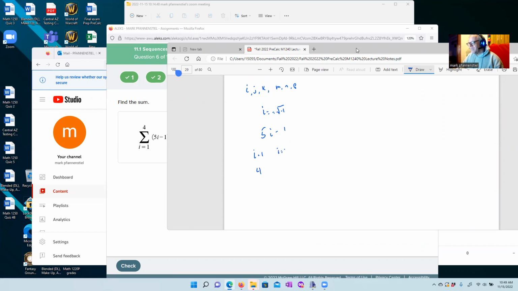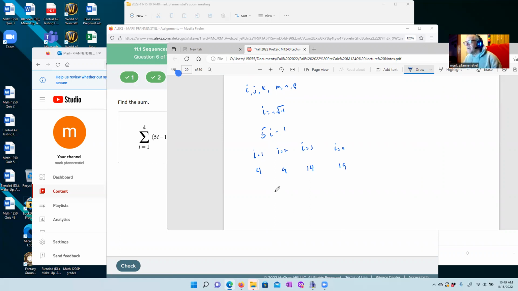When i equals 2, we have 5 times 2 is 10. 10 minus 1 is 9. When i equals 3, we have 15 minus 1 is 14. And then we have i equals 4. 5 times 4 is 20. 20 minus 1 is 19. And we're just going to add these things up.